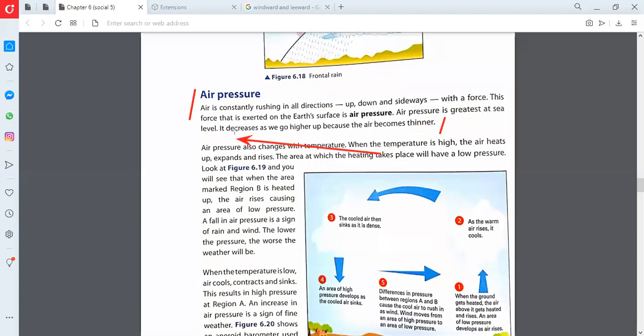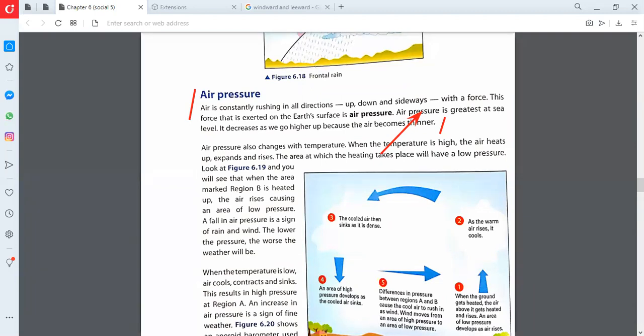This force that is exerted on Earth's surface, exerted means applied. This force is applied on the Earth's surface is air pressure. So when the air is moving in all the directions with a force, air has a force. For example, we put the paper outside and when we look after 10 minutes, you will not find the paper. Why? Because the force of the air pressure took the paper somewhere else.